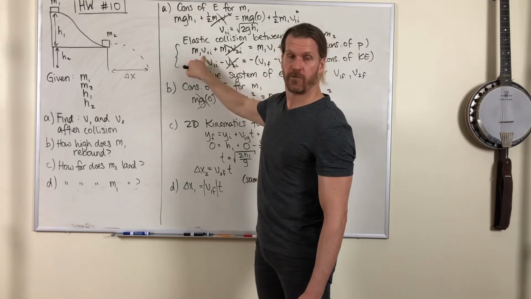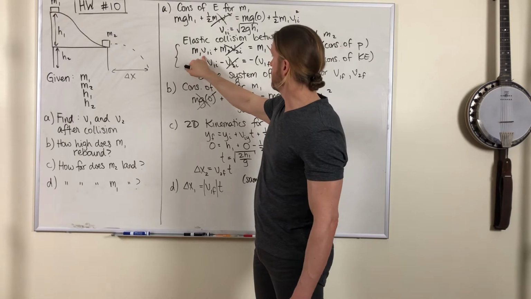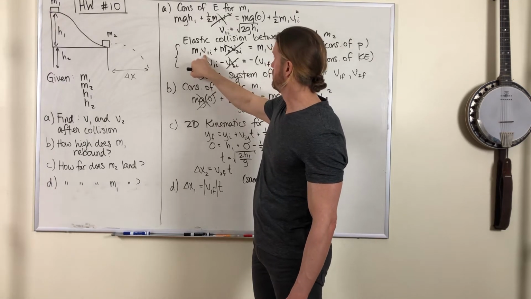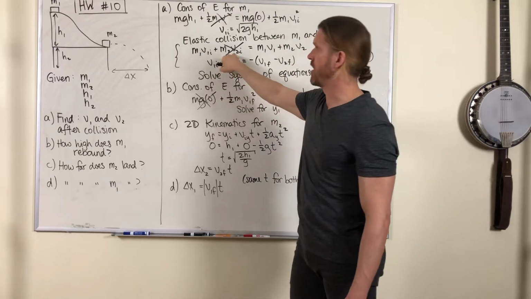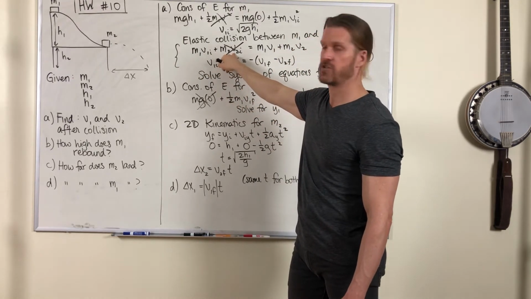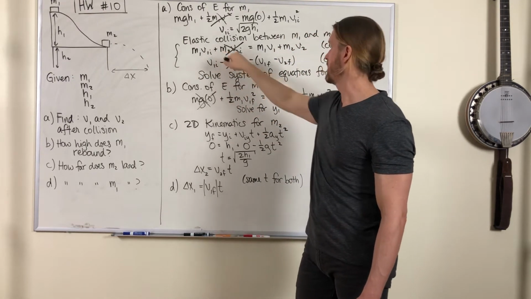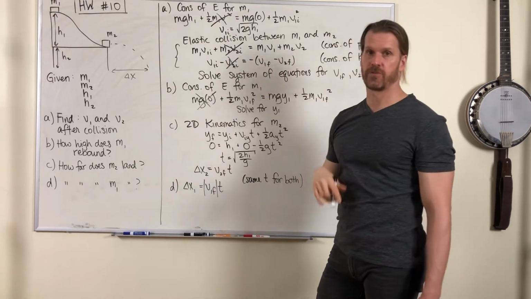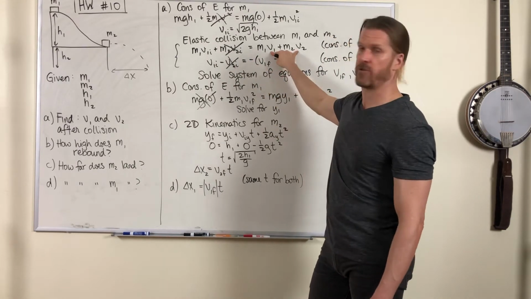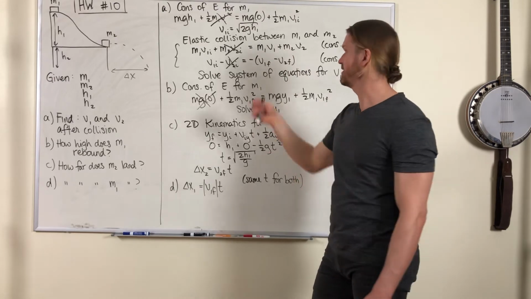So first equation, conservation of momentum. There's the momentum of block 1. There's the momentum of block 2. Block 2 is stationary to begin with, so we can cross that out. And there they are after the collision. Both of these are unknowns, so we need a second equation.